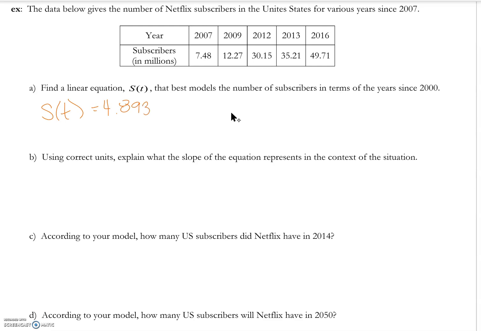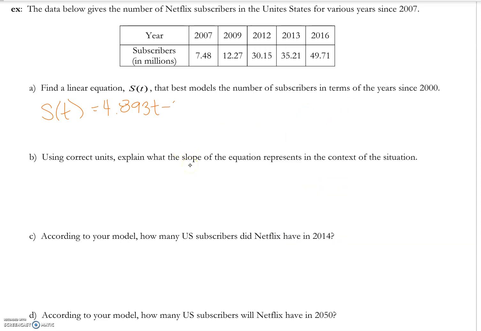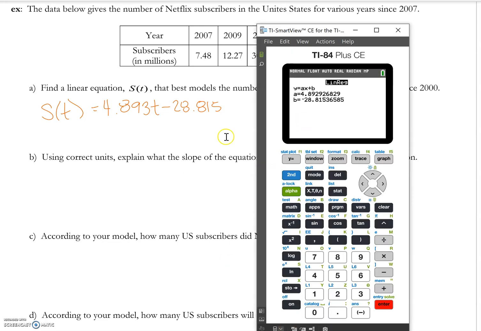And then instead of the variable x, I have the variable t. Then my y-intercept is negative 28.815. So minus 28.815. The reason that I did that storing step, though, is so that we don't have to type this equation into our calculator now. If we go to our y equals, we'll notice that the equation is already there, not rounded or anything, so it's actually a lot more exact.